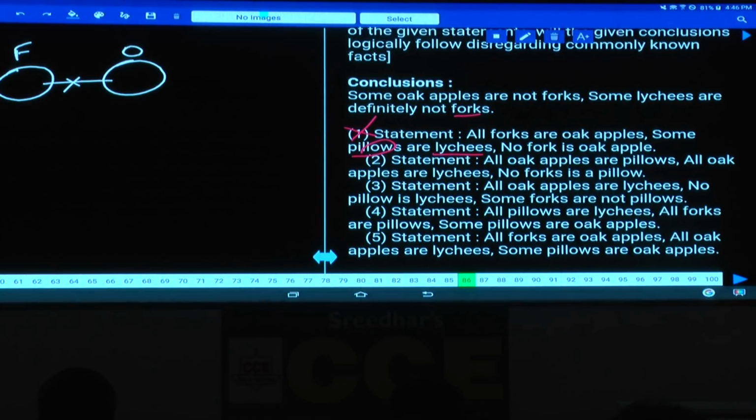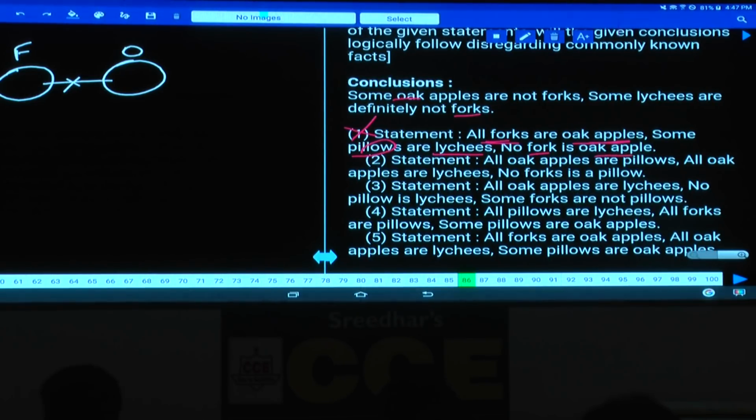First line, all forks are oak apples. In this one, you are talking about fork and oak. All forks are oak apples is there. Then no fork is oak apple.